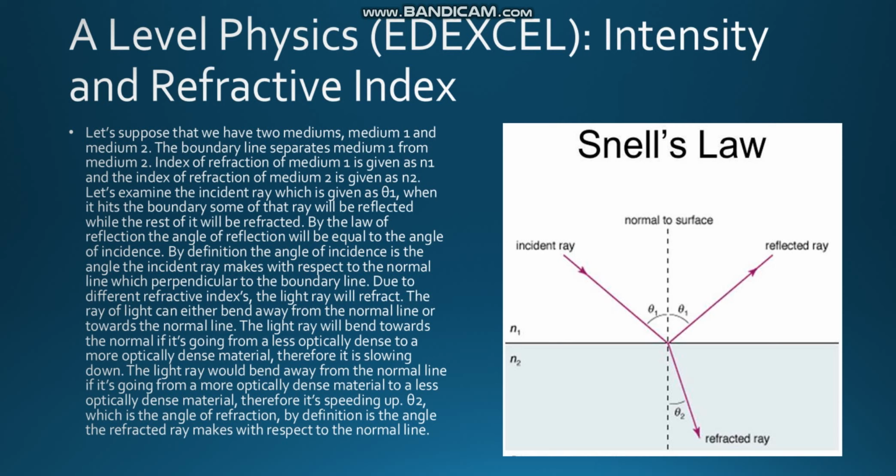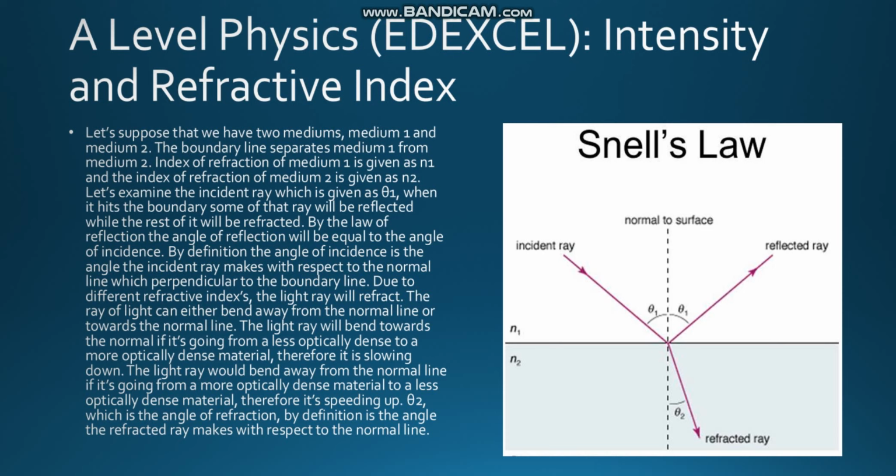When it hits the boundary, some of that ray will be reflected while the rest of it will be refracted, and by the law of reflection, the angle of reflection will be equal to the angle of incidence. By definition, the angle of incidence is the angle the incident ray makes with respect to the normal line, which is perpendicular to the boundary line.